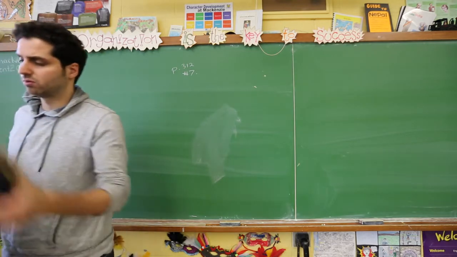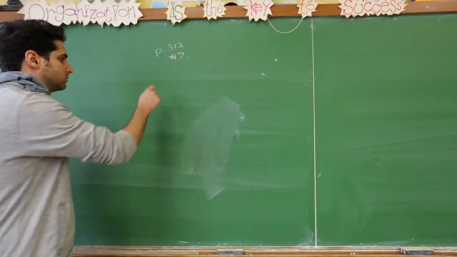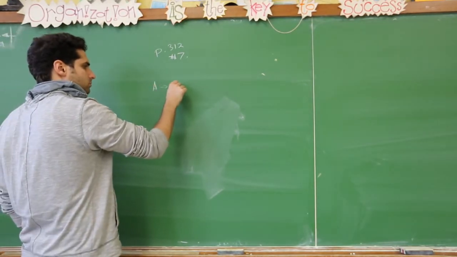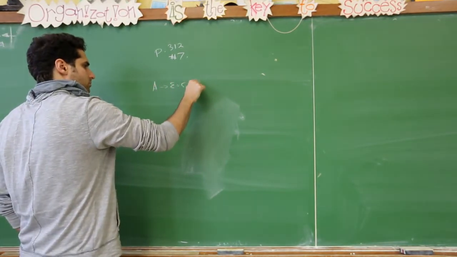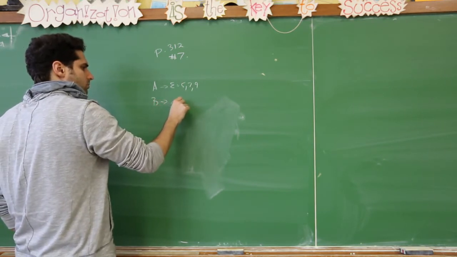The question is: a game involves rolling 2 dice. Player A wins if the throw totals 5, 7, or 9. Player B wins if any other total is thrown. What player has the advantage? Explain.